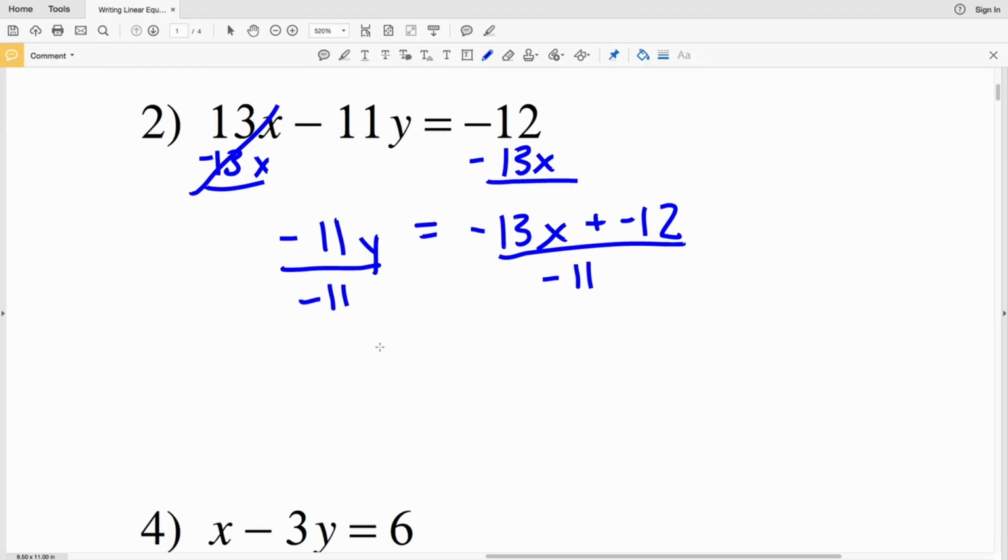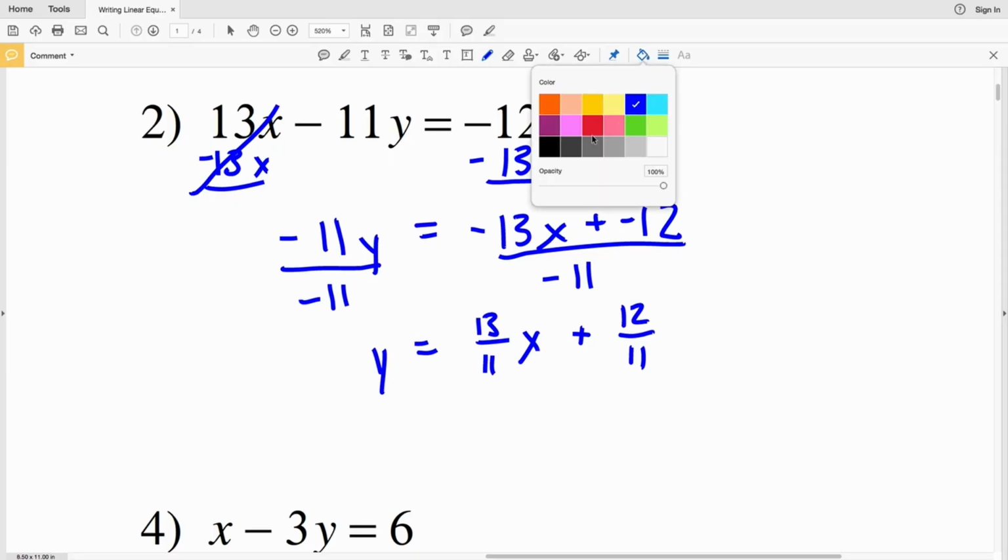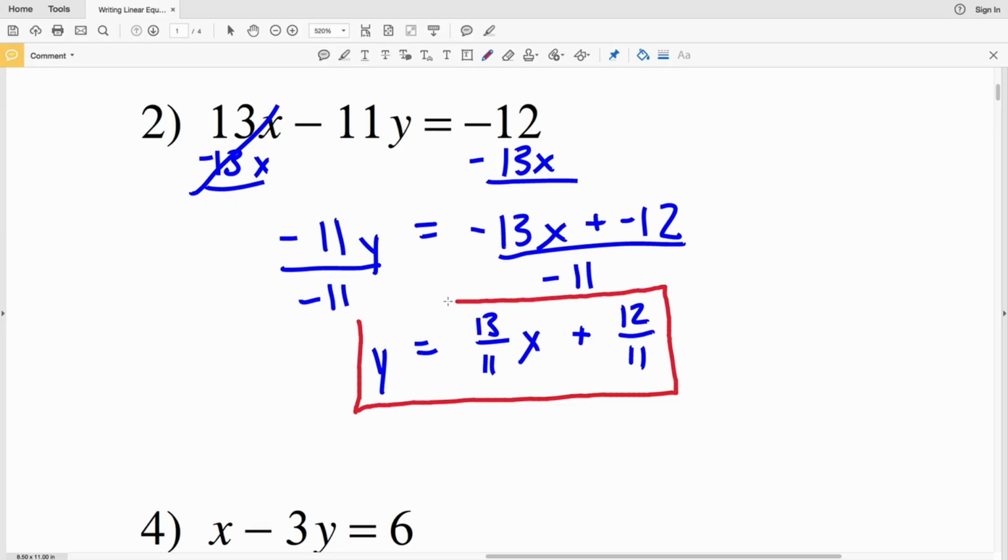We'll have a positive y on the left-hand side, and then we're going to split this again, so we'll have negative 13 over negative 11, which is a positive 13 over 11 times x, and then that's going to be added to negative 12 over negative 11, which is positive 12 over 11. And neither of those fractions can be simplified, so y equals 13/11 x plus 12/11 is the answer for number 2.